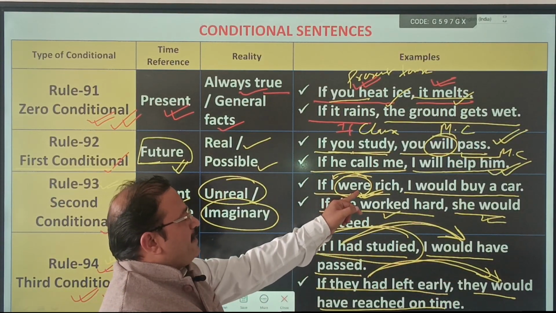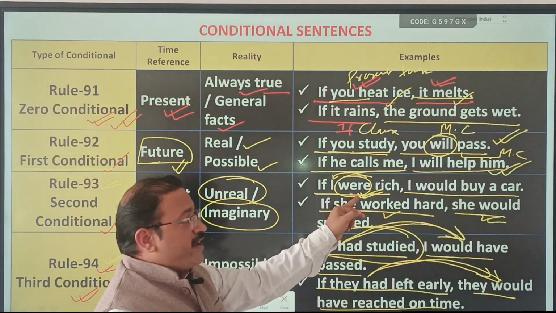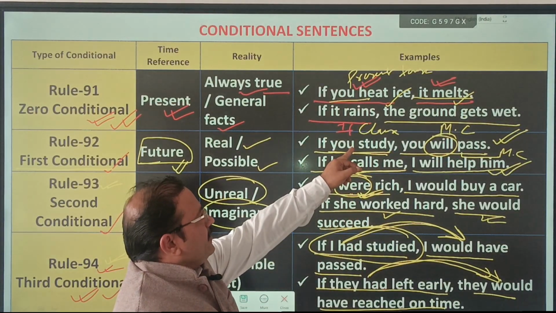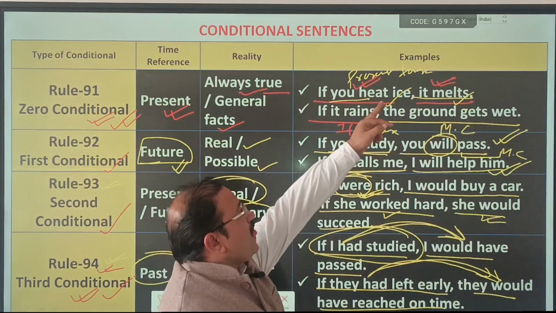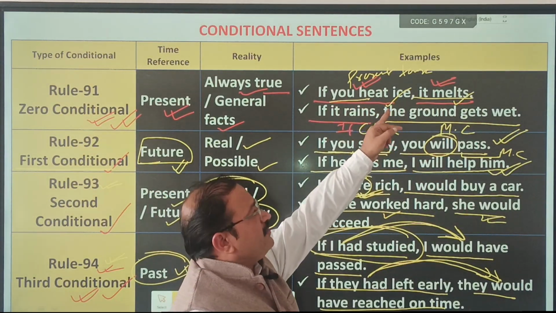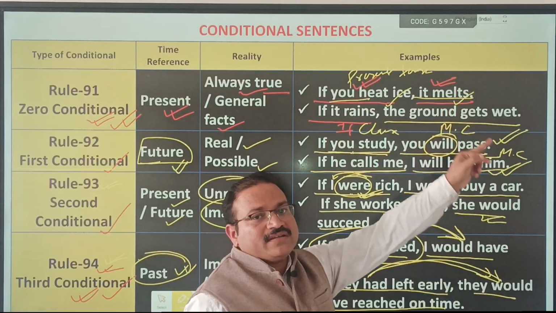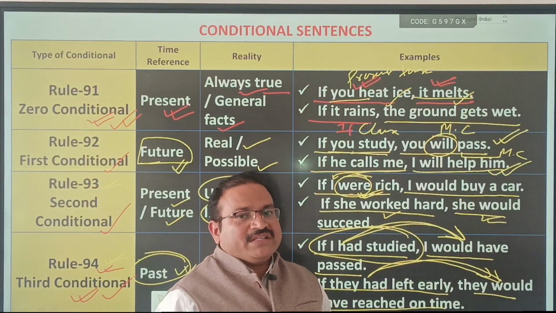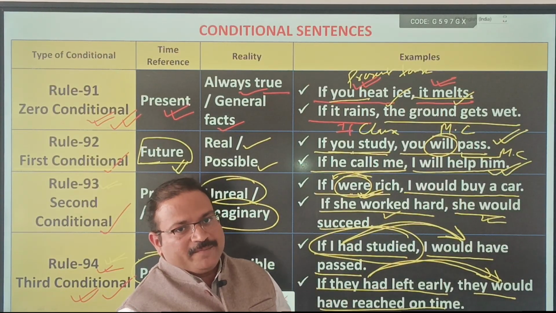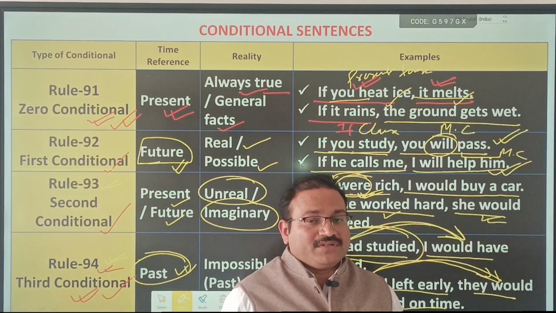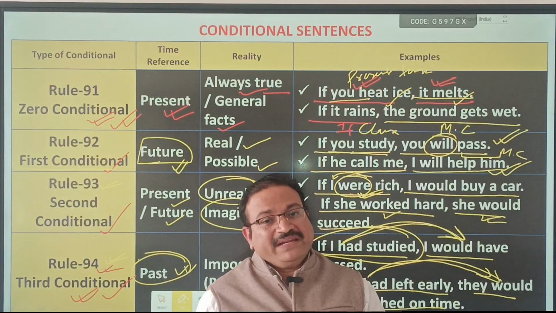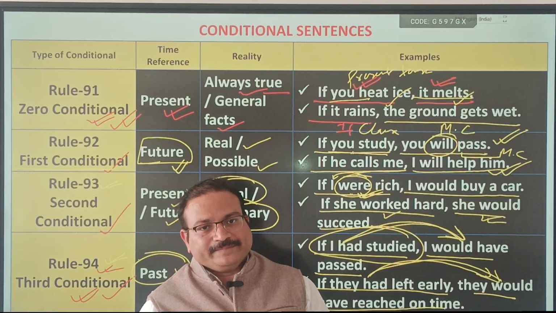In imagination, hypothetical situation, we have to use where. And in first type of conditional sentence, first is present and second is future tense. And if it is zero condition, then both the parts have to be in the present tense only. So these are the four rules which are very, very important for your examination. Please keep these rules in mind.